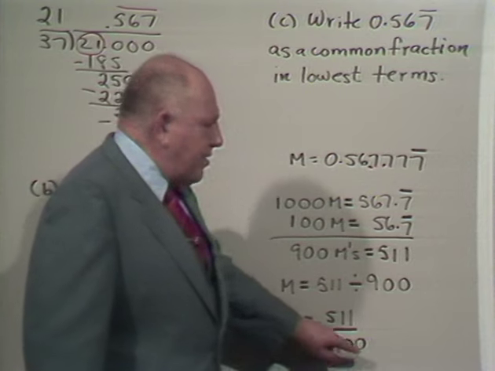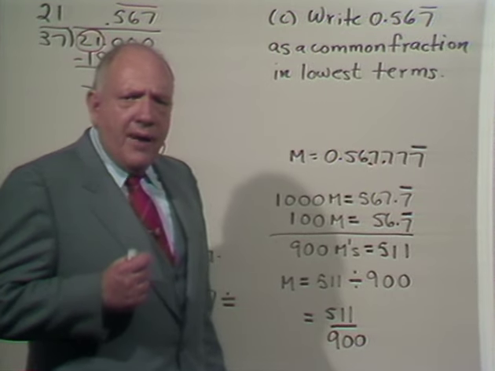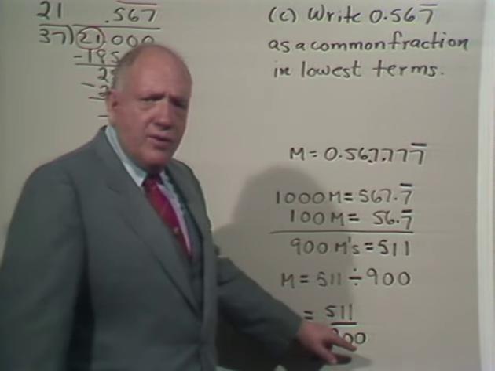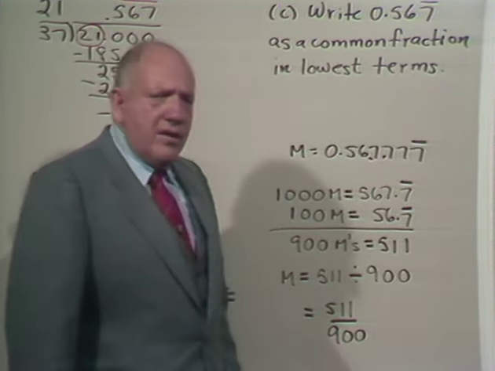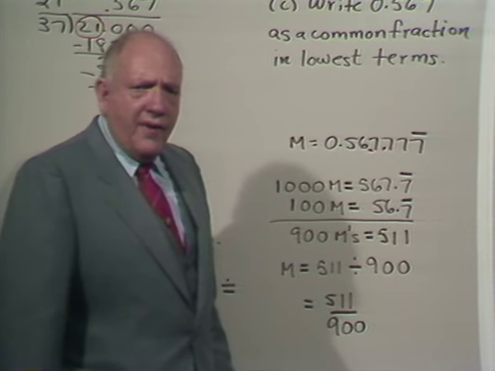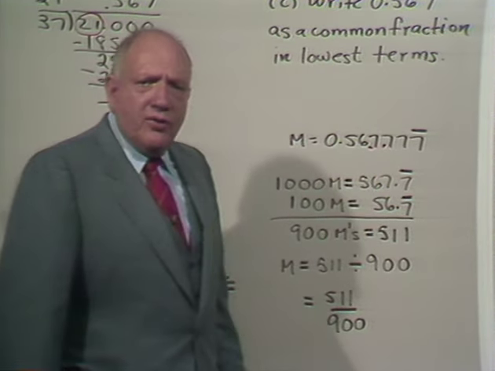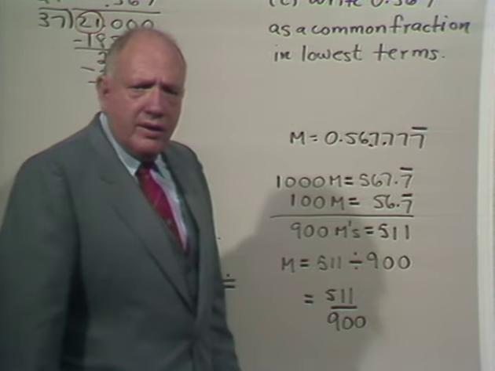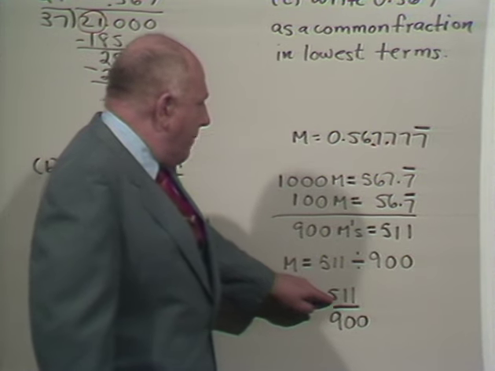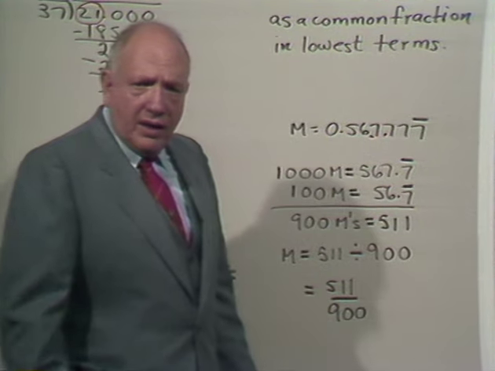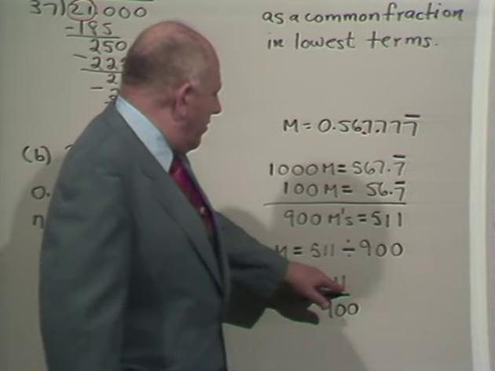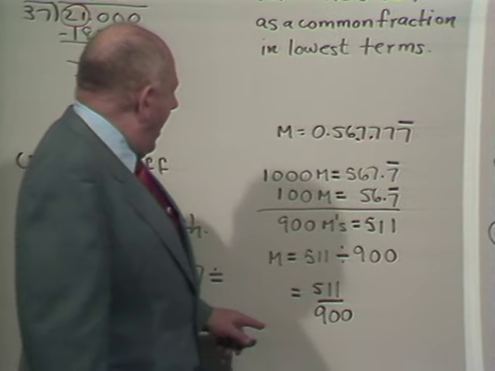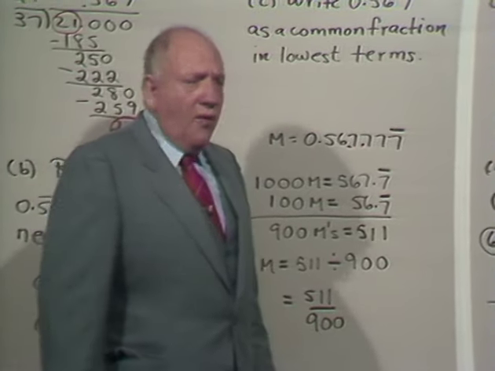How do I know that? Because 900 is 9 times 100. The only prime factor that 9 has is 3. The only prime factors that 100 has are 2 and 5. So the only prime factors of the denominator are 2, 3, and 5. But the numerator doesn't have 2, 3, or 5 as a factor. It can't be divisible by 2 because it ends in 1. It can't be divisible by 3 because the sum of the digits is 7, which is not divisible by 3. And it can't be divisible by 5 because it doesn't end in a 0 or 5. So the answer to part C is 511 over 900.